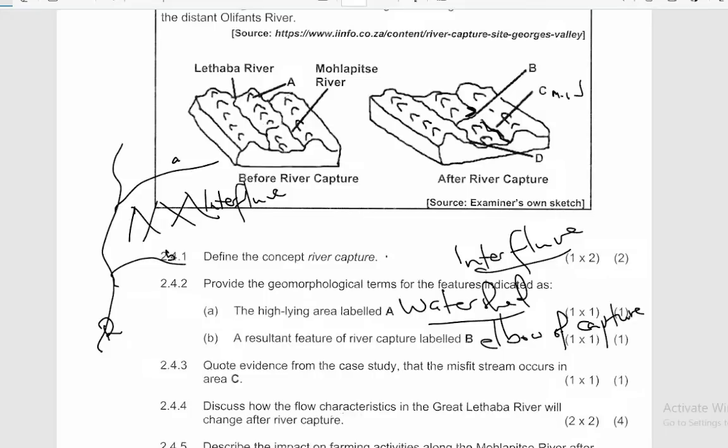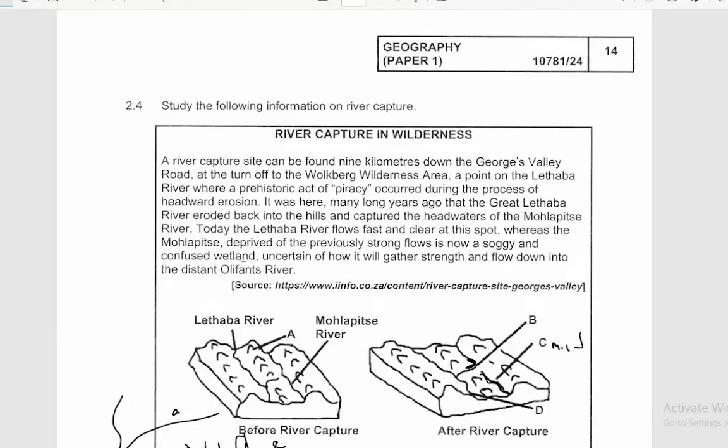Which evidence do we have which talks about the presence of the misfit? Right. It says here, "Mhlapise, deprived of its previous strong flow, is now a soggy and confused and uncertain way to gather its strength down the distant elephants." This statement here implies a misfit stream. It has lost its original supply of water. Its headwater supply had been lost.